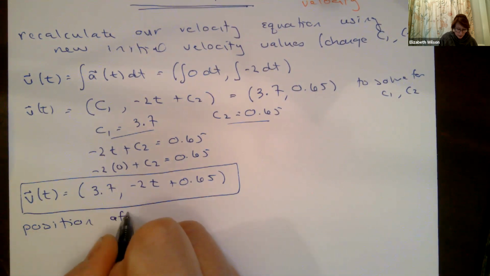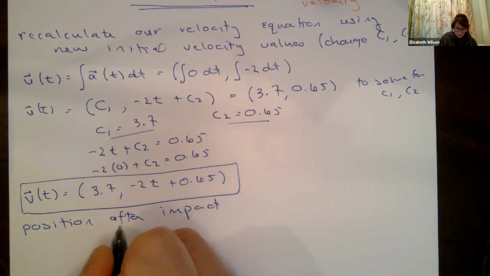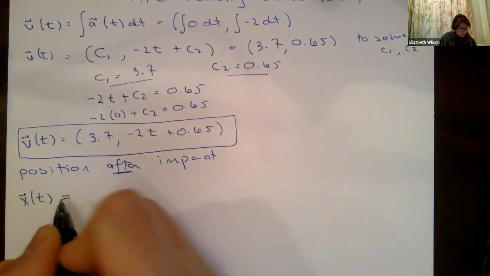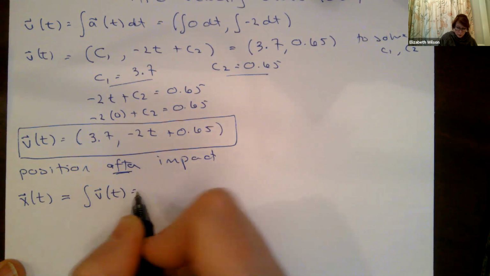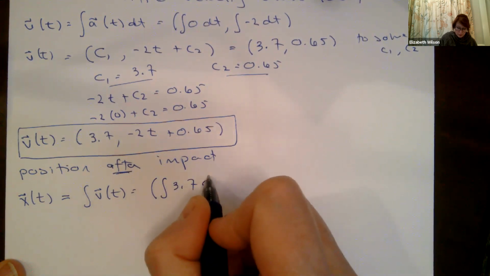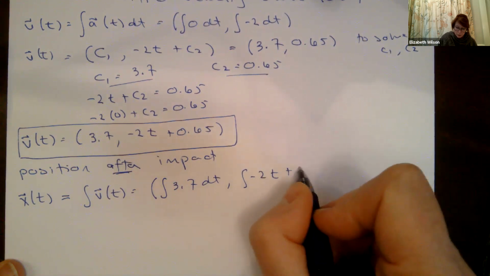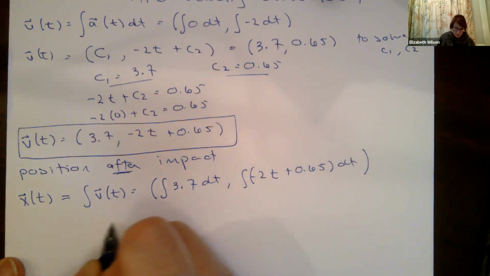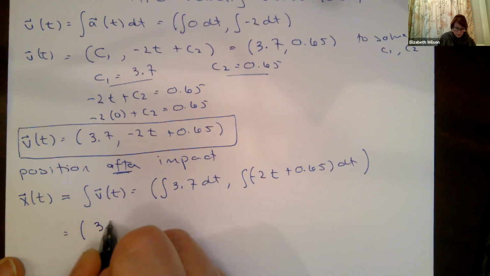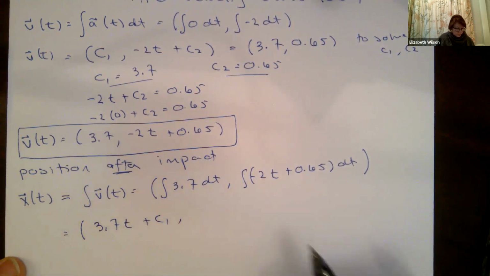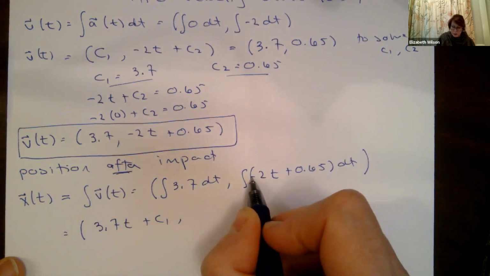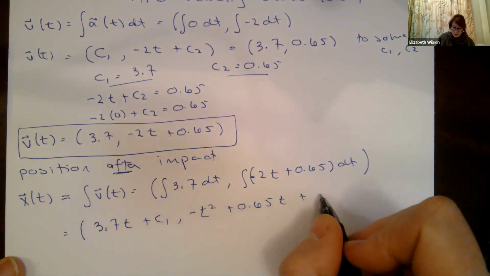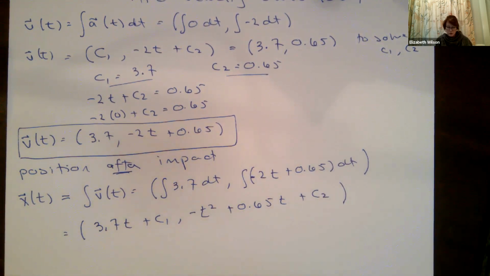All right, so let's do this. Position after impact, right? So I have to recalculate my position equation. X of t equals, I'm going to integrate my velocity, which means I'm going to integrate 3.7 dt, and integrate minus 2t plus 0.65 dt. Okay, and now what do I get? So my position is going to be 3.7t plus c1, comma, and remember we integrated minus 2t, so I'm going to get minus t squared plus 0.65t plus c2, right? That's just my power rule stuff.